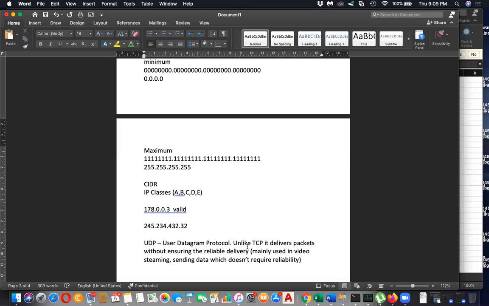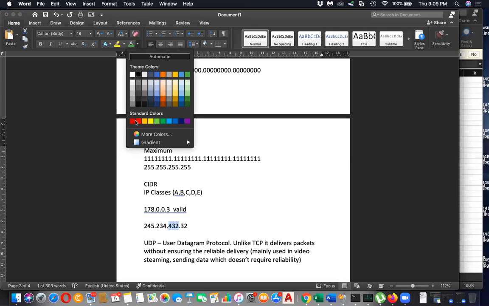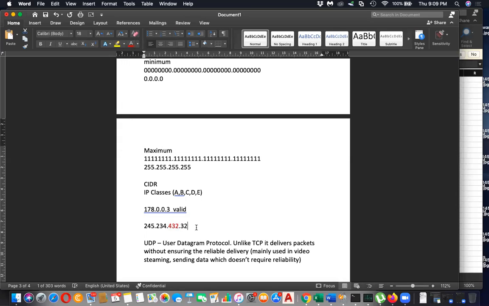Is this a valid IP? No. Why? Because there's a 432. This is not valid. This is invalid. You can't use this number. So how do you find the IP of your computer?